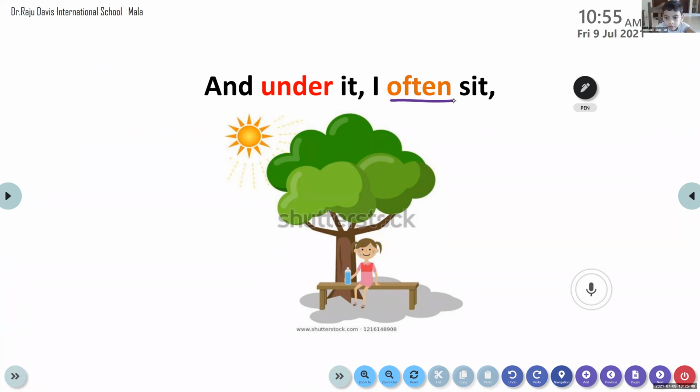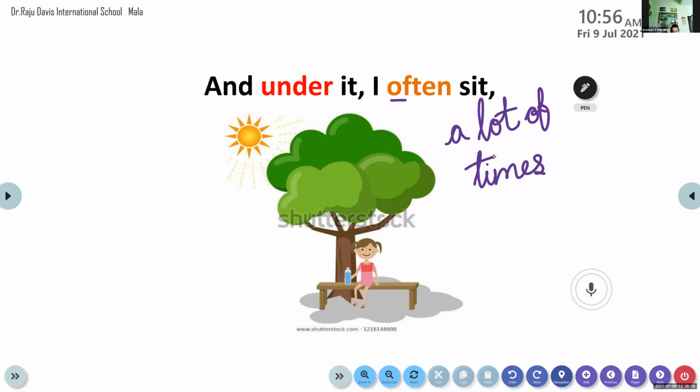S-I-T. Sit. Very good. And often, my dear students, I think this may be a new word for you. The meaning of often is a lot of times. Often means a lot of times.